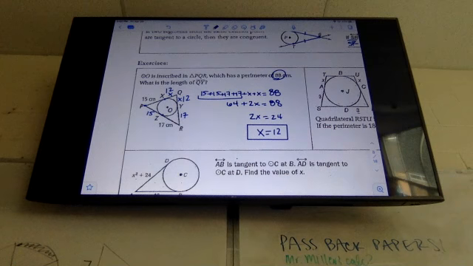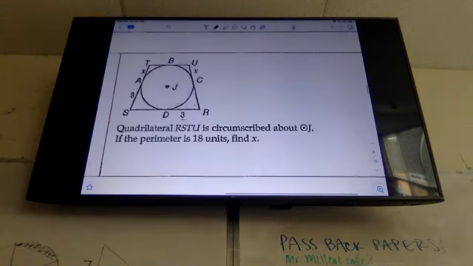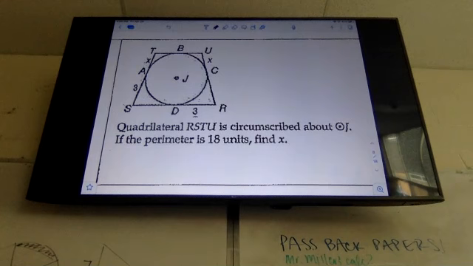Let's do the next one. Similar idea. It says it's circumscribed about J. That means all of those points are tangent at that point. So the perimeter is 18. Find X. All right, what else can I label? What other segments do you know here? Wouldn't CR be 3 as well? Yep. What else? SD would be 3.